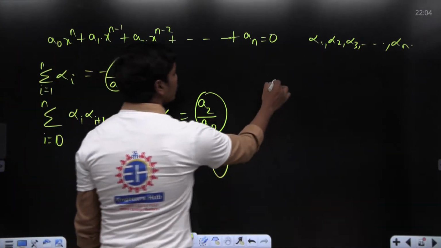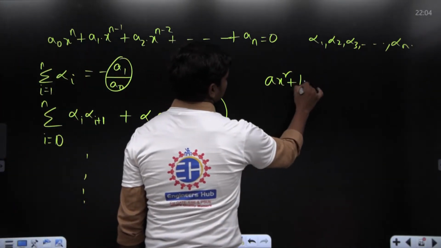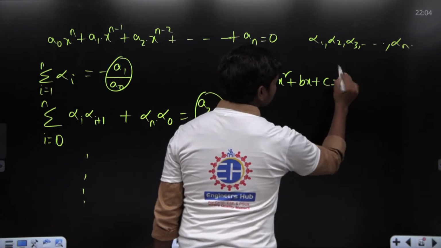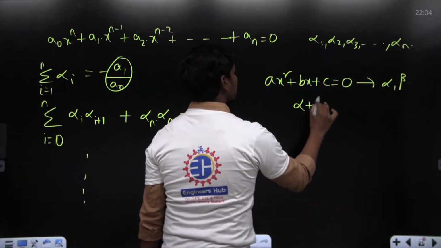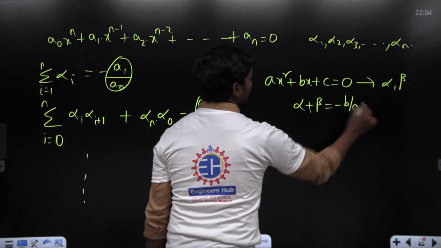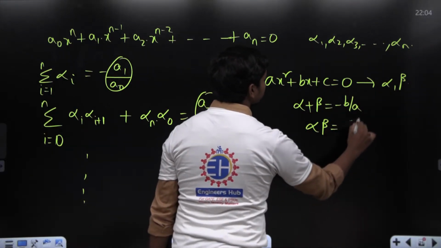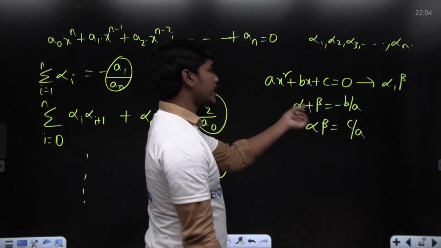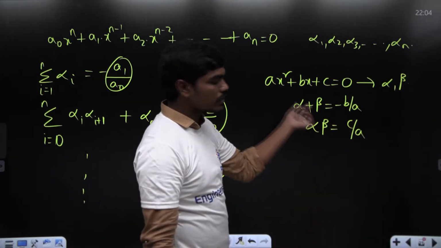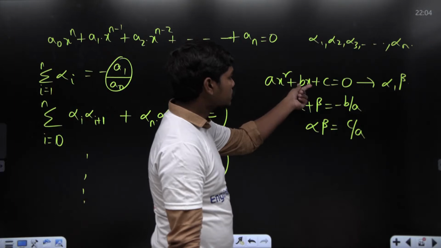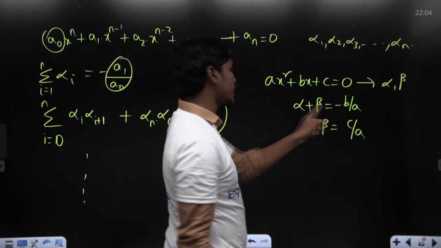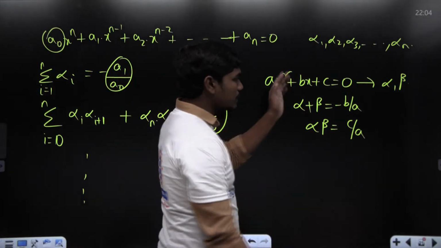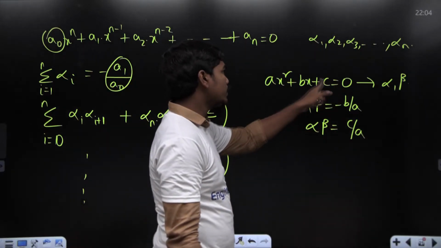For example, ax square plus bx plus c is equal to 0 is a quadratic equation for which, if alpha comma beta are roots, alpha plus beta will be equal to minus b by a, and also alpha beta will be equal to c by a. So if you see this, taking one root at a time, the summation will give you this coefficient divided by the basic a0, of course with a minus sign, as I have kept a minus sign here. Similarly, if you consider two roots at a time, you will have c by a.